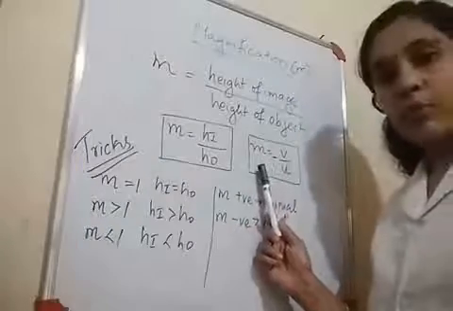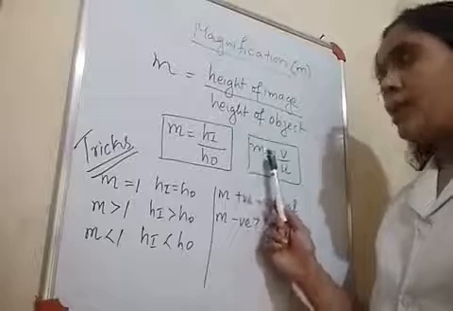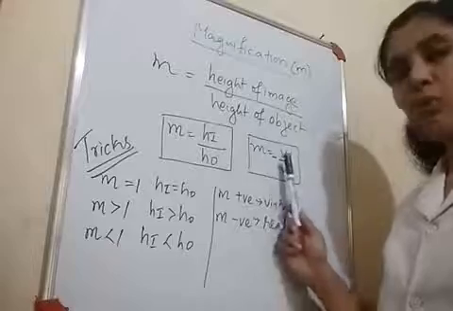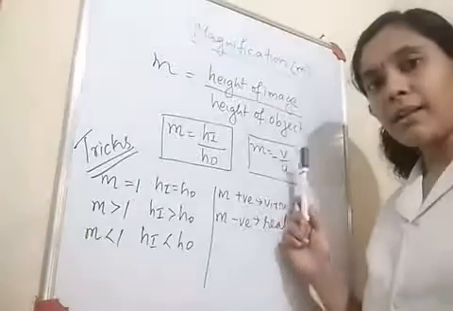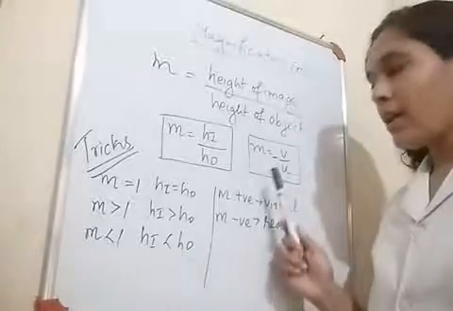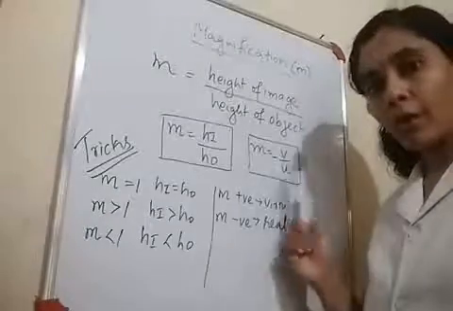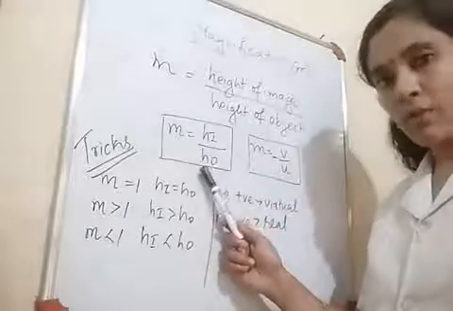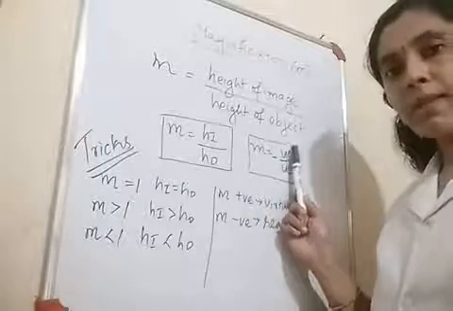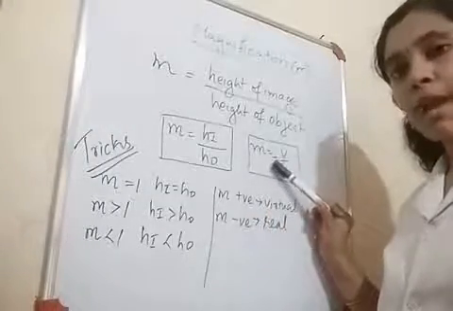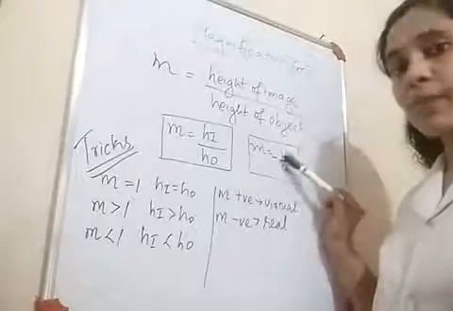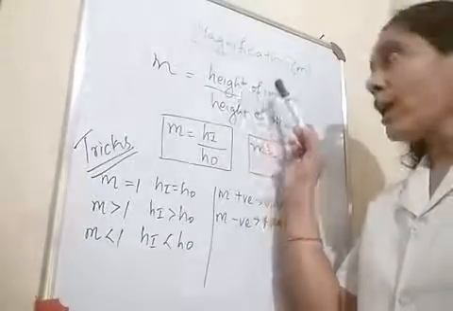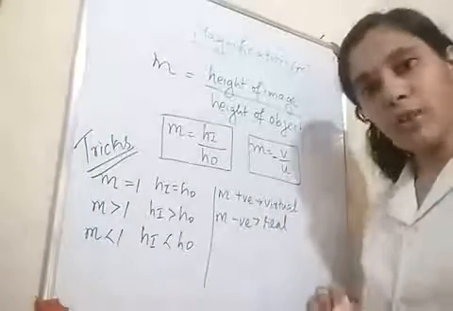Now, one more formula is there for magnification, that is magnification m is equal to minus V by U. You know what V and U are. V is the distance of image from the mirror and U is the distance of object from the mirror. So magnification is height of image by height of object. Also it is minus V by U. Don't forget to add this minus sign in the formula. It is minus V by U. Also, what is the definition? It is the ratio of height of image to height of object.